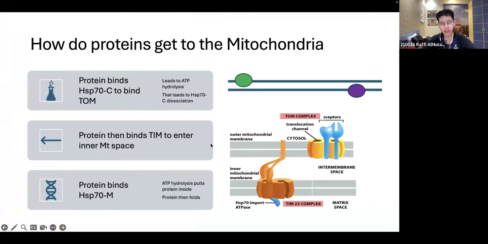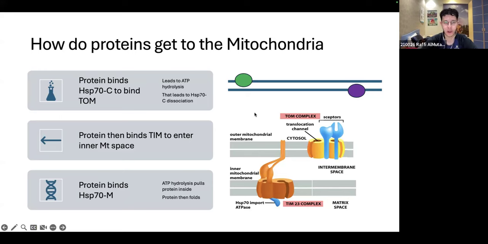What about the mitochondria? So the mitochondria is a little bit weird. We have a few players here. We have Tim, we have Tom, we have HSP70, and all these things. As you may or may not remember, the mitochondria has 2 membranes. It has an outer membrane and an inner membrane, and a space between them. So TOM is the translocon of the outer membrane, and TIM is the translocon of the inner membrane. So OM, outer membrane, IM, inner membrane, makes it easier to remember.